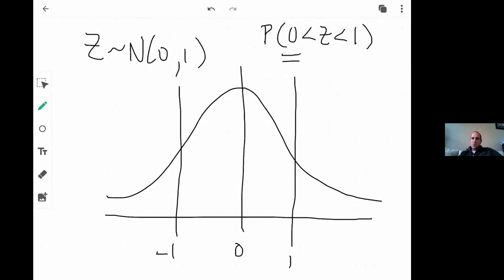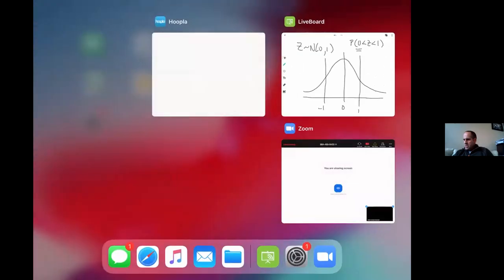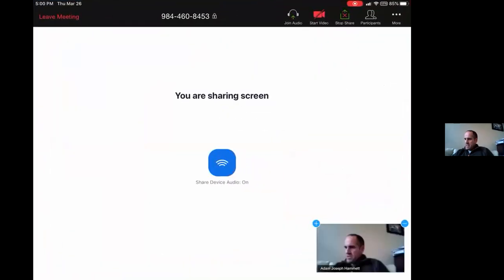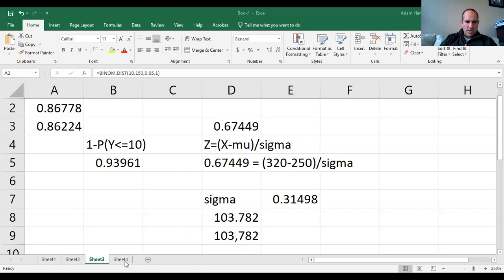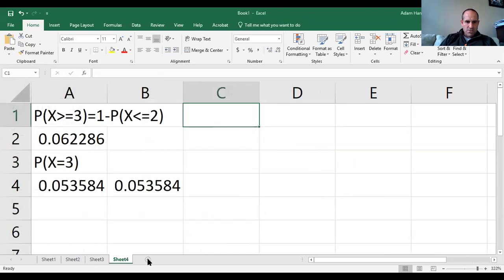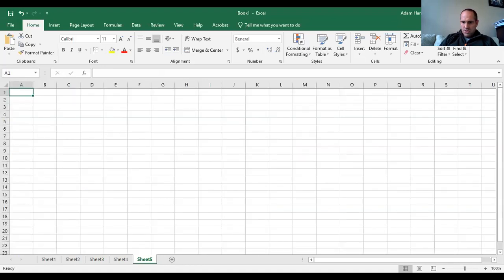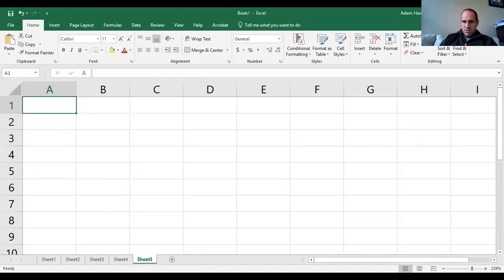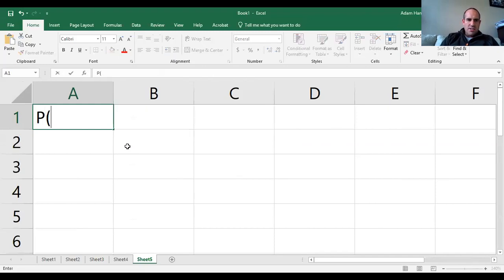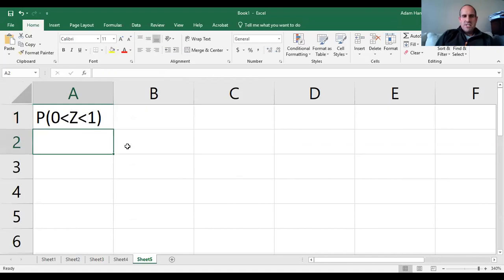Well, let me actually go over here and we'll go into Excel. So I want the probability that z is between 0 and 1. Let me blow this up a little bit. So I want the probability that 0 is less than z is less than 1. Again, we don't concern ourselves with equality. That's not that big of a deal. So what is this equal to?